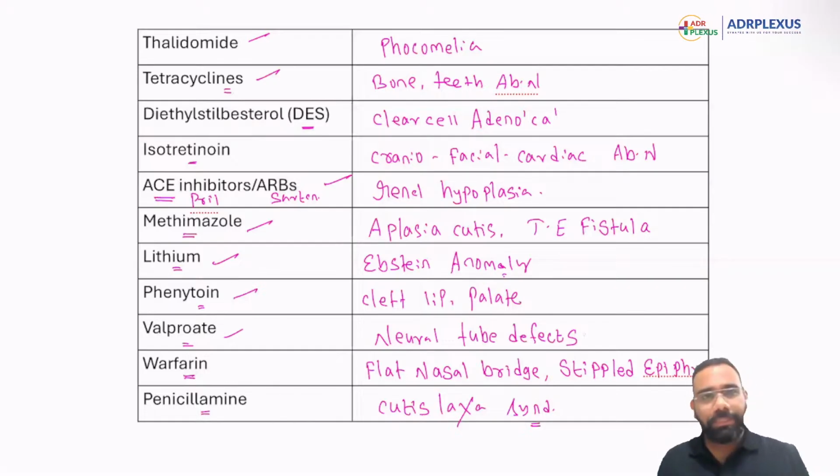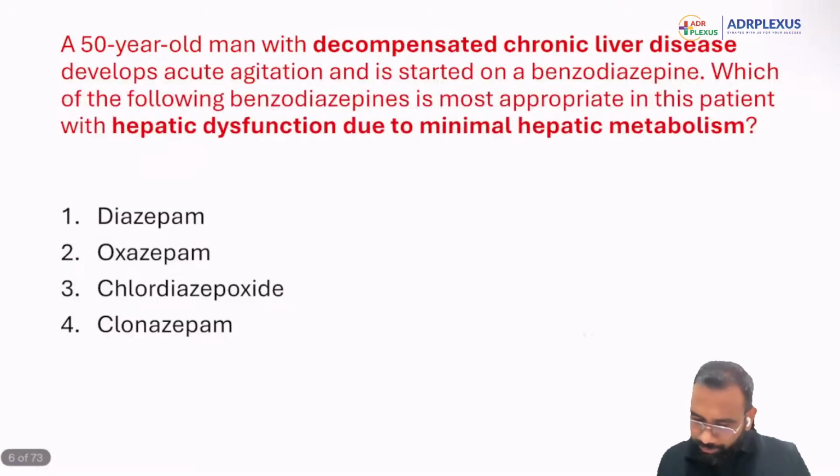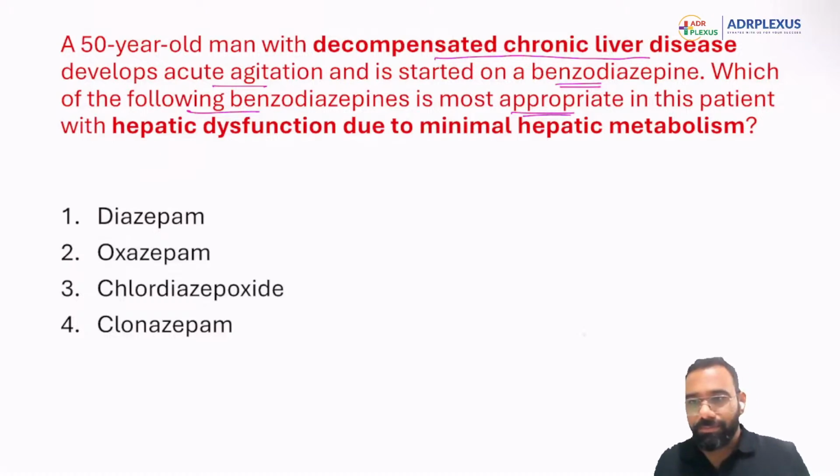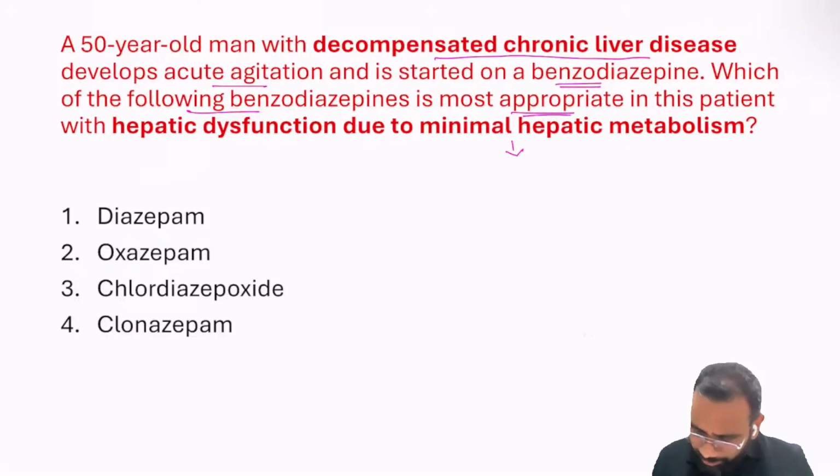Now come to the third question. Here you see a 50-year-old man with a decompensated chronic liver disease developed acute agitation and started on benzodiazepine. Which of the following benzodiazepines is most appropriate in this patient? Anyone? So benzodiazepines, liver failure, which one? Nice. And again, this is a question asked multiple times in the exam. I told you multiple times.